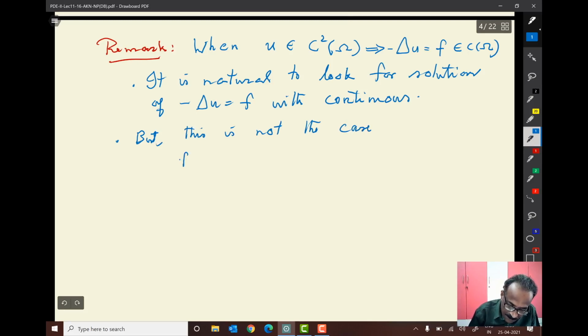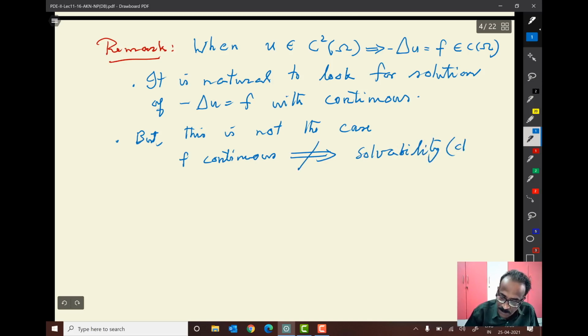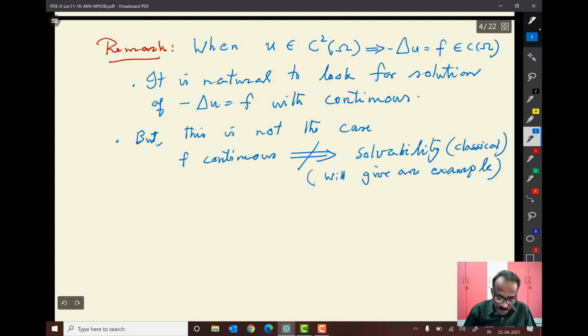In other words, f continuous may not imply solubility, classical solubility. We will give an example. Classically, it does not imply classical solubility. You see, so there is some trouble.